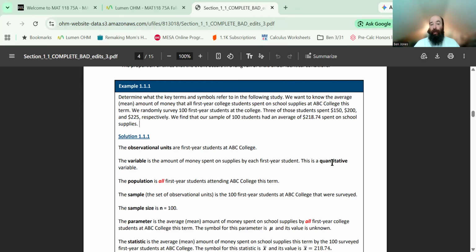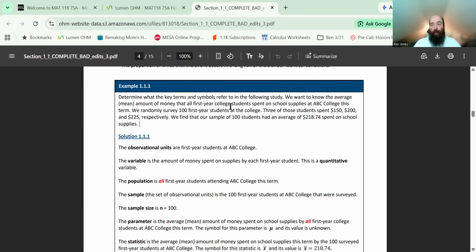The other type of variable is categorical. So we might want to know if there's a difference between how much money someone spends based on gender. If gender is a variable, it could be categorical. The outcomes don't have to be a certain number of outcomes, but the outcomes are not numbers. So male, female, etc. So the population, again, is all the first-year students at this college.